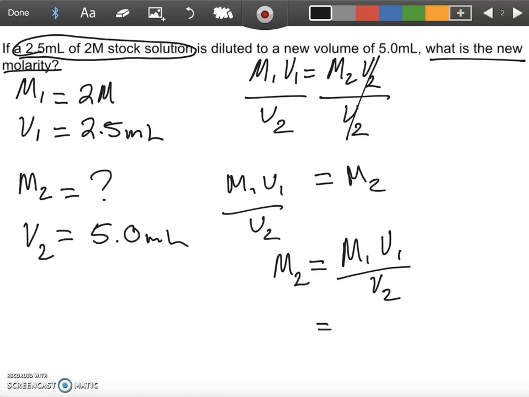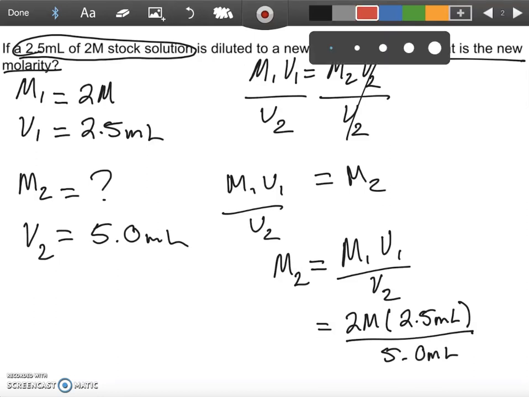Okay, now it's all a plug and chug game. We've got 2 molar for M1. V1 is 2.5 milliliters. Again, you can leave it in milliliters this time because, as you're going to see, V2 is 5.0 milliliters. And look, let me make that a little bit more readable. And as you can see, what's going to happen to those milliliters? They go bye-bye, okay?